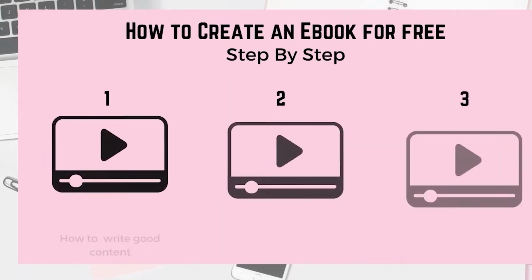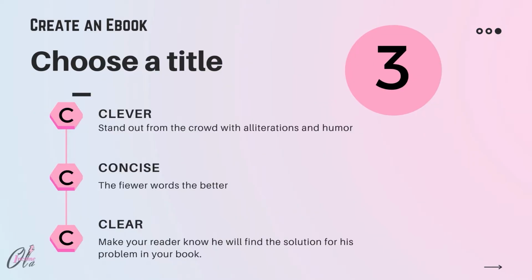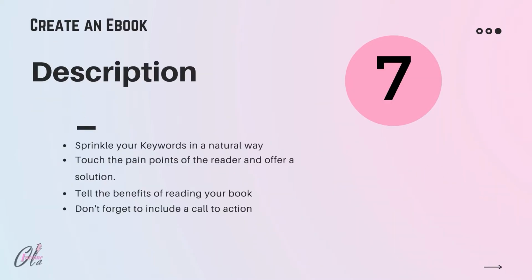So in the first video, we created our content, found the best-selling topics, and created a catchy title. We have also written a good description using the best keywords. If you haven't watched the first video, go watch it now. It will be linked in the description below.